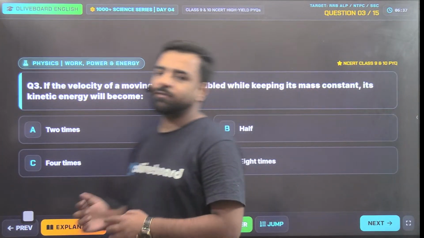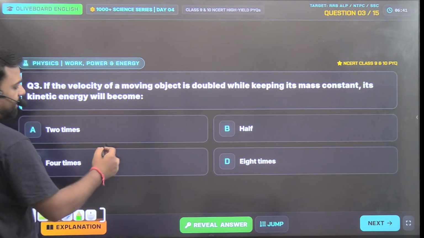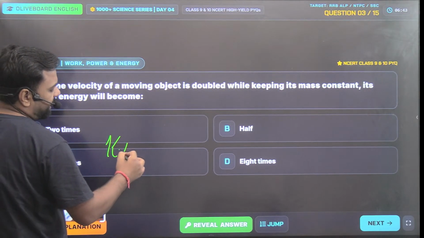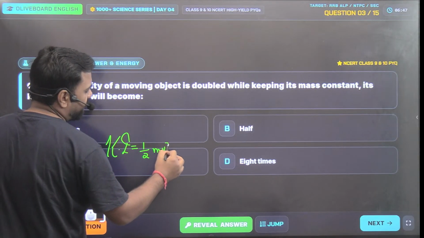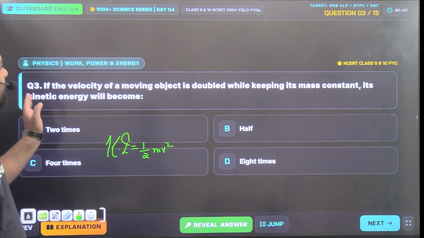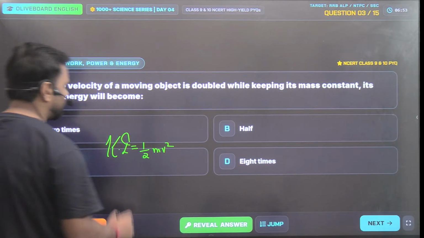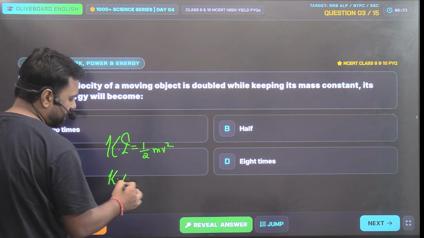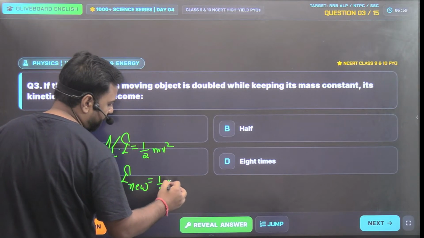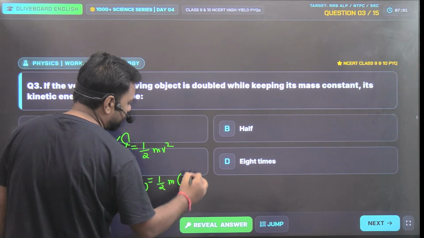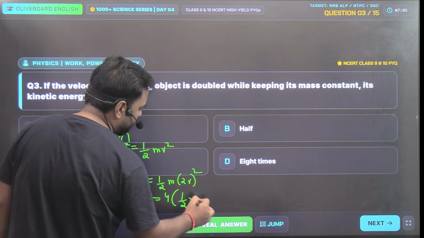For this type of question, again we know the formula. The formula for the kinetic energy is half mv square. What's given in the question? If the velocity of a moving object is doubled while mass is kept constant, the new kinetic energy will be half m into 2v whole square, so it will be 4 times half mv square.